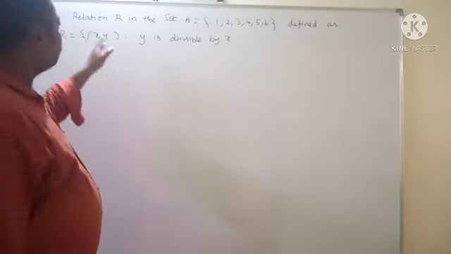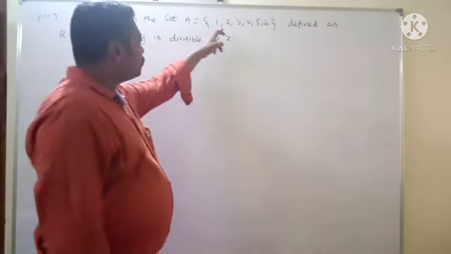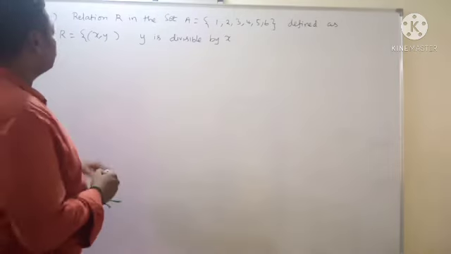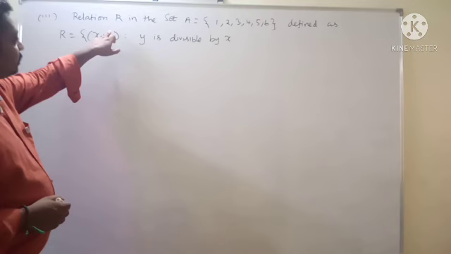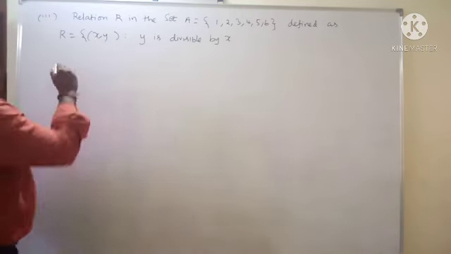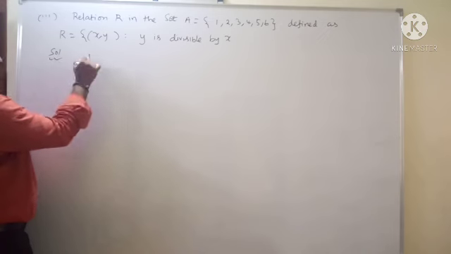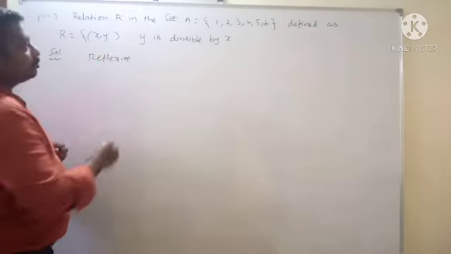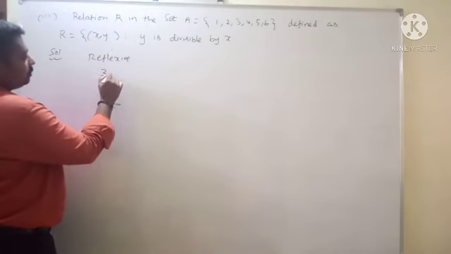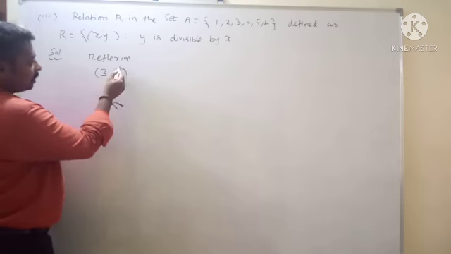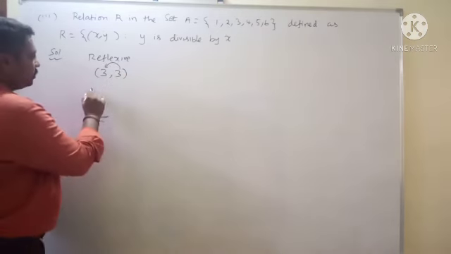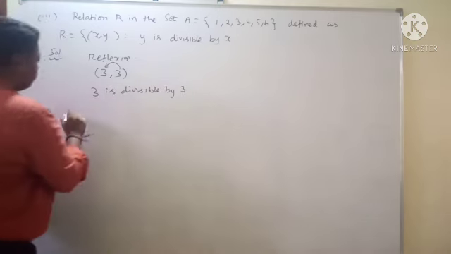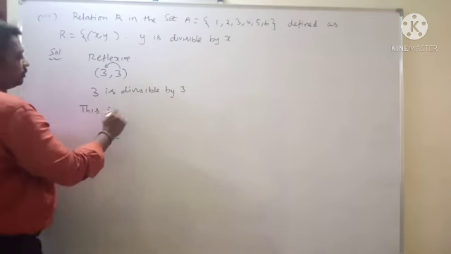So the third question, what is given? Relation R in the set A equals {1, 2, 3, 4, 5, 6} defined as (x, y) such that y is divisible by x. That is, if you write (x, y), it means the second number is divisible by the first number. Let's check for reflexive. Take any number in the domain, for example (3, 3). The second number is divisible by the first number, right? 3 is divisible by 3. Therefore, this is reflexive.